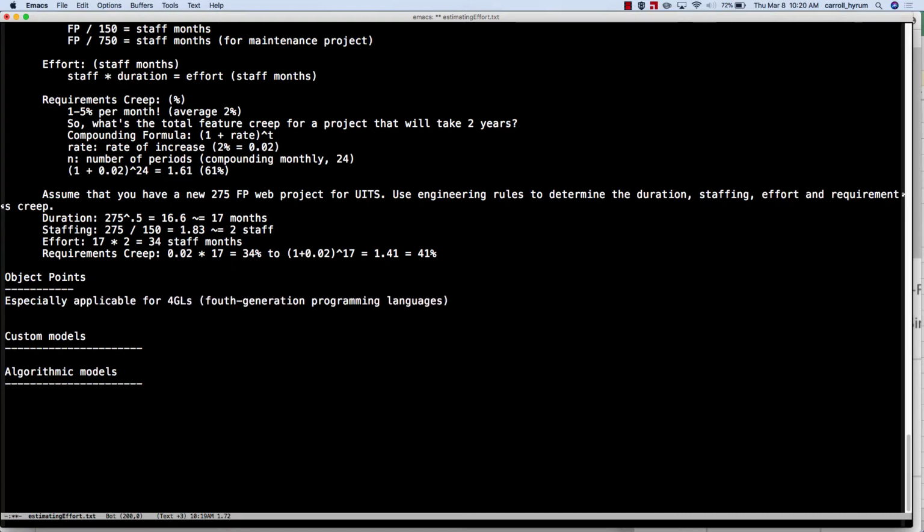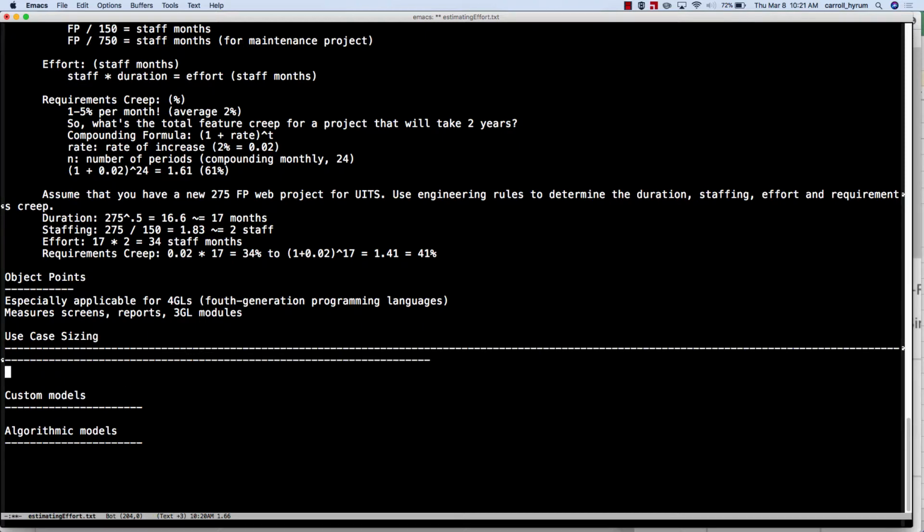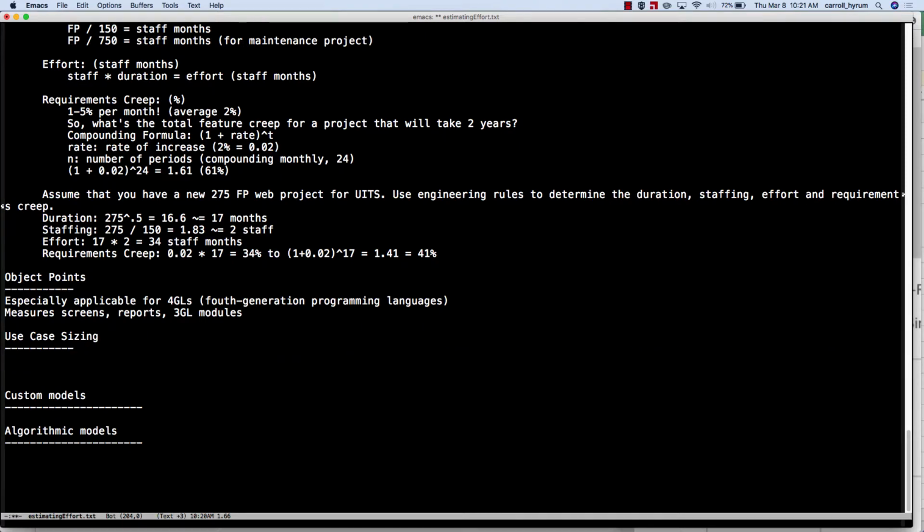Okay, so this is especially applicable for fourth generation ones. And what it does is it measures screens, reports, and your 3GL modules that you need to introduce into it. So those are the inputs for it. And okay, so that's objective points. Let's talk about use case sizing.